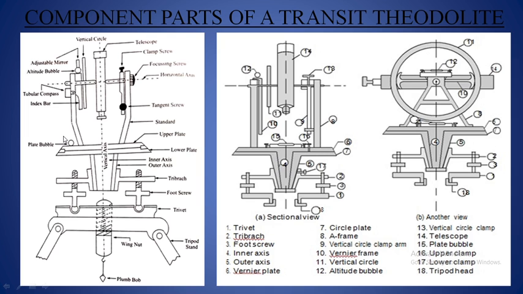Now the other is in the same manner, just similar to the dumpy level. Theodolite also has a trivet, tri-brach and the 3 foot screws, which are called the leveling head. Let's study the component parts in detail.